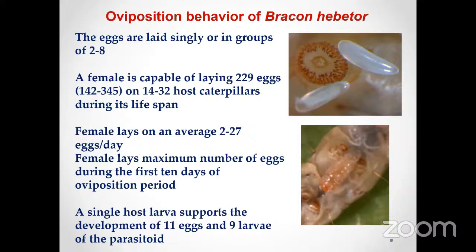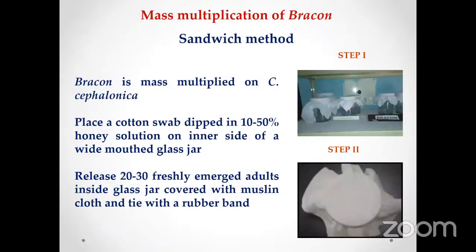So the sandwich method is simply like a sandwich, where the vegetables we use are sandwiched between two breads. Here the host larvae will be sandwiched between two muslin cloths. I will show you that Bracon will be reared in this type of glass jar. First the adults of this Bracon will be released in the glass jars, and that will be covered with the help of a muslin cloth.